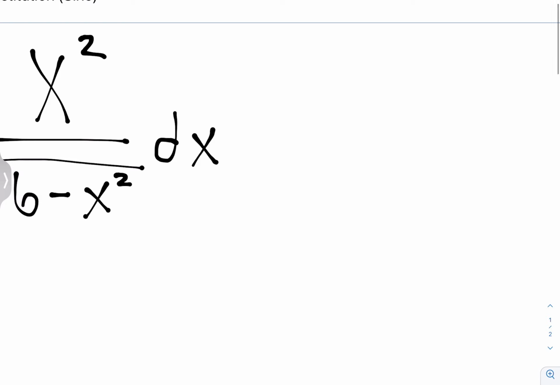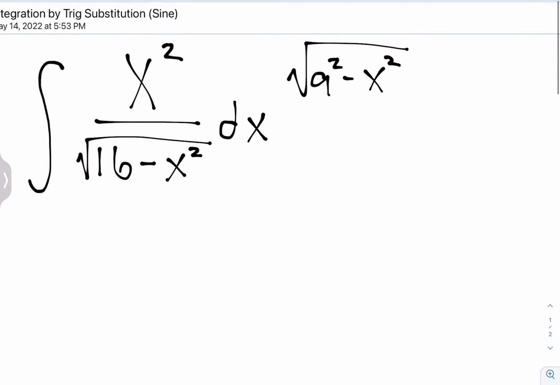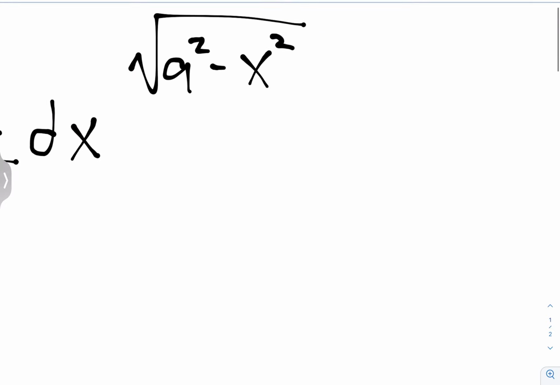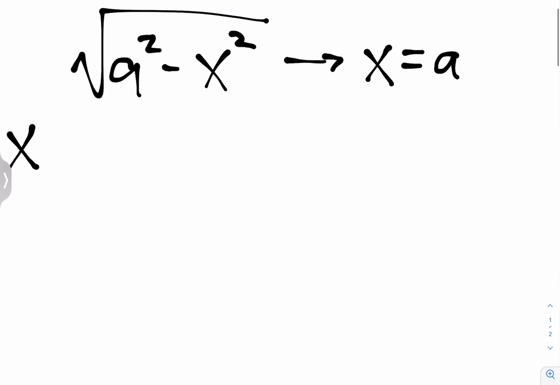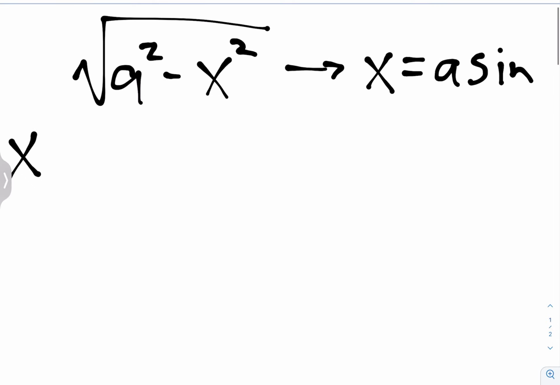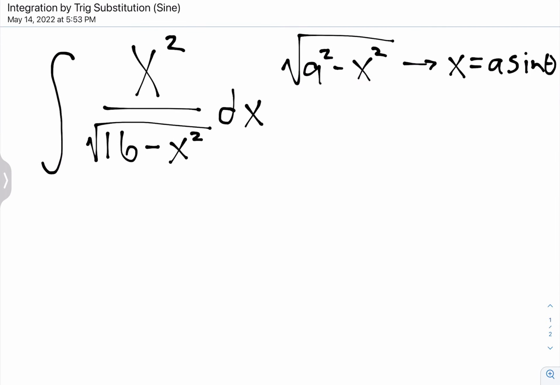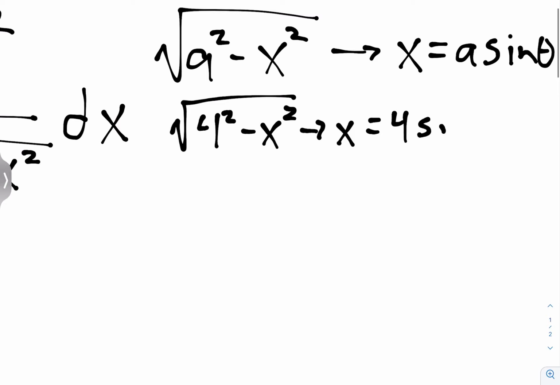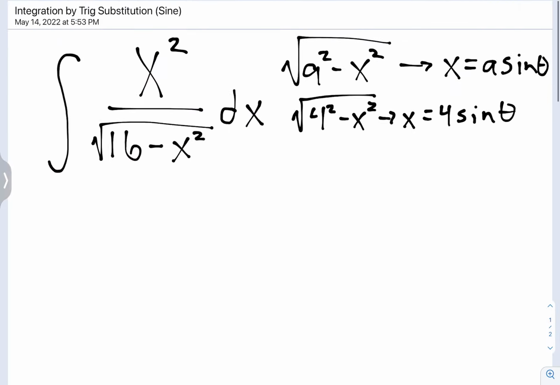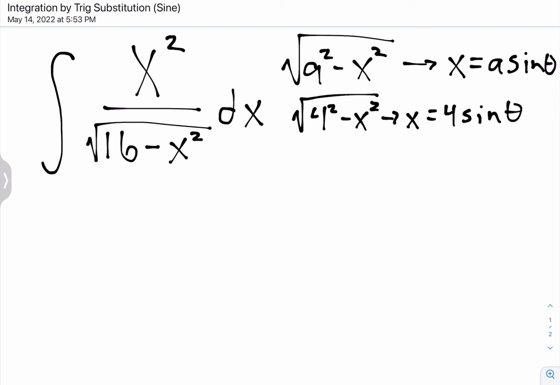If we have the square root of a squared minus x squared, where a is just a constant, and that's what we have here, we're always going to set x equal to a sine theta. This is something you want to memorize. It comes from the Pythagorean identity. In this case, we have 16 minus x squared, so this is 4 squared minus x squared. So that means x is going to be 4 sine theta.